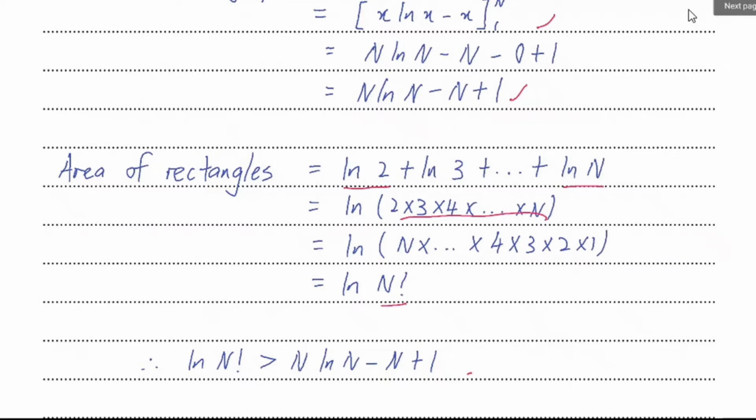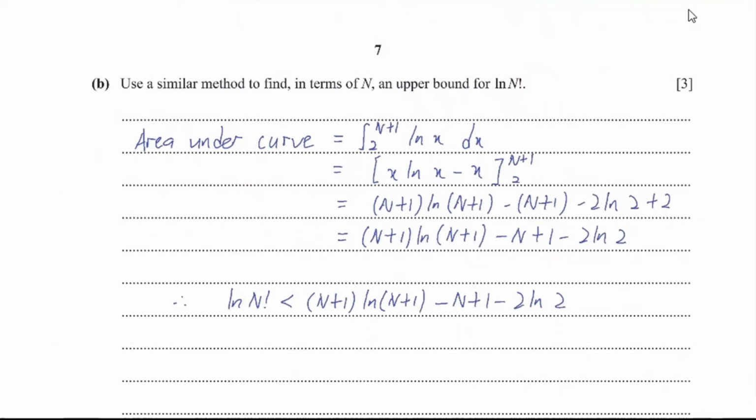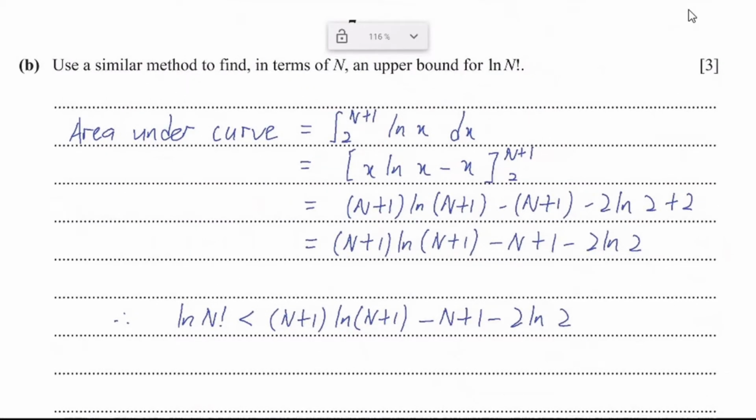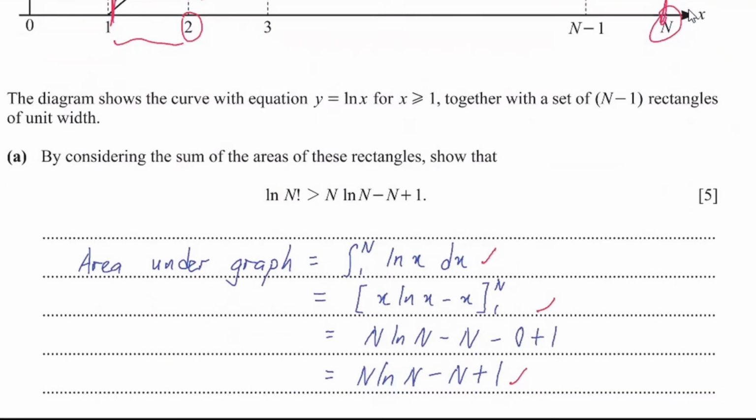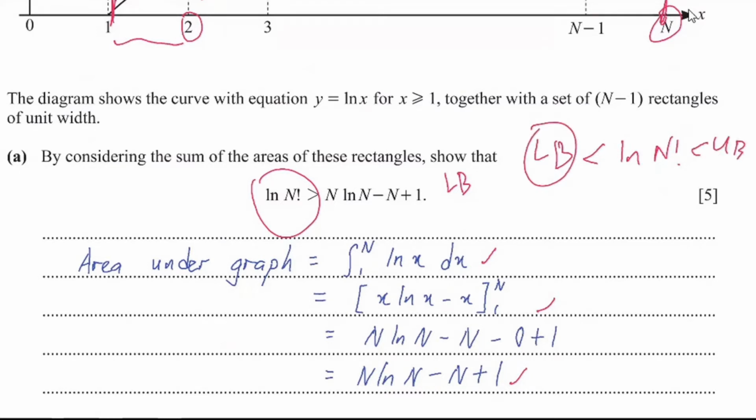So in our second part, we need to find an upper bound for the ln of n factorial. What we actually found in this case is that for the ln n factorial, it's greater than. So this is actually the lower bound of the ln n factorial. It means that the ln n factorial is something like this. So we just found the lower bound. Lower bound here means this is the rectangles, right? This is the area under the curve.